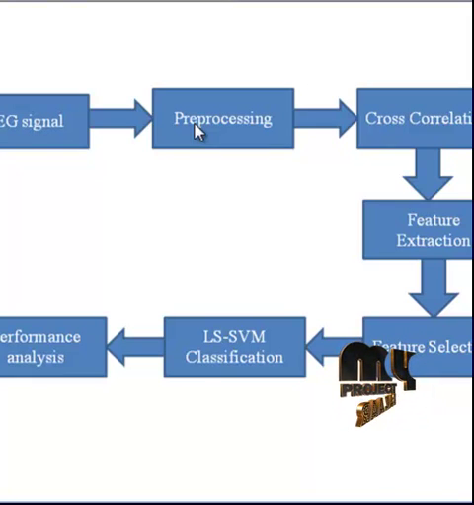The noises in the signals will affect the performance of our process. So in order to improve the efficiency of the process, we employ the pre-processing step. The pre-processed signal is then cross-correlated.